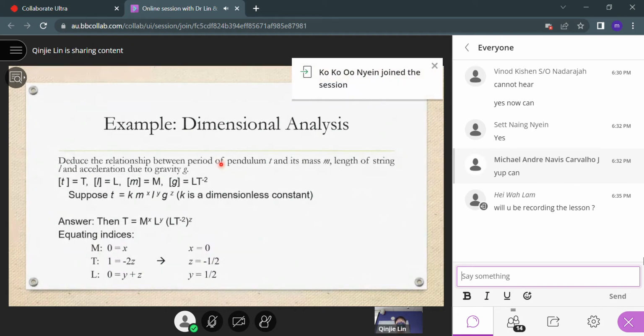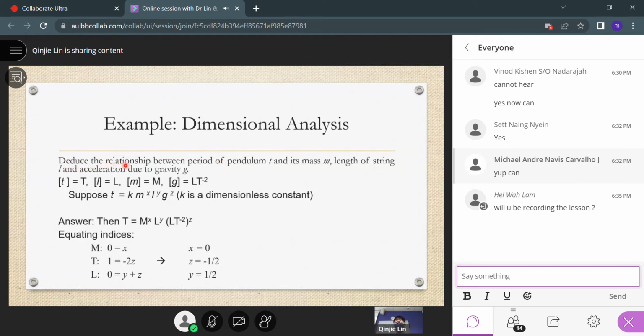So we go to a bit more complicated usage of it. This is another example. Deduce the relationship between the period of a pendulum T and its mass m, length of string L, and acceleration due to gravity g. So down here, they tell you for these quantities what the dimensions are. So for time it is T, length is L, mass is M, and for this g, they tell you the dimension is LT to the power minus 2. LT to the power minus 2 is L over T squared, it's the same thing. So that's the dimensions.